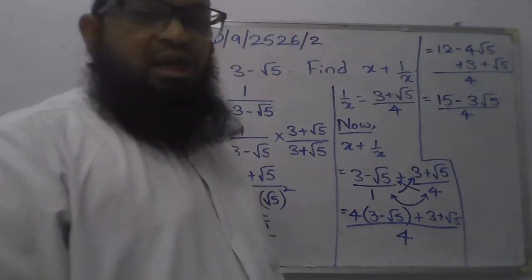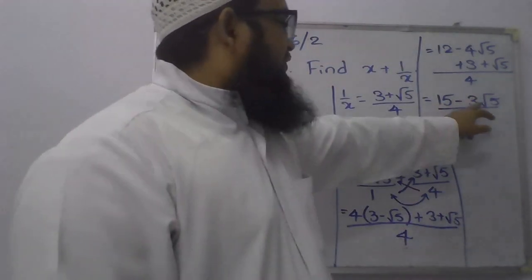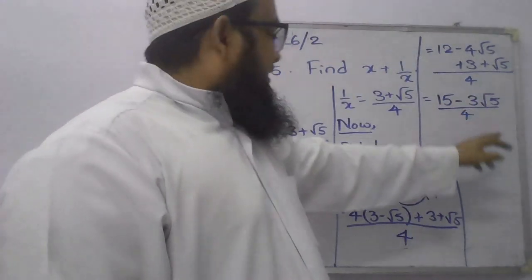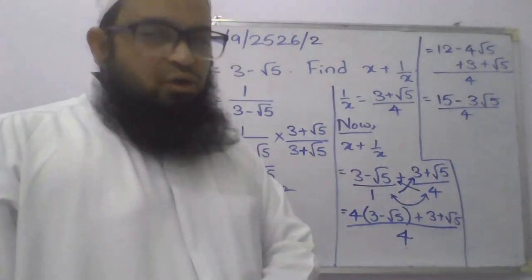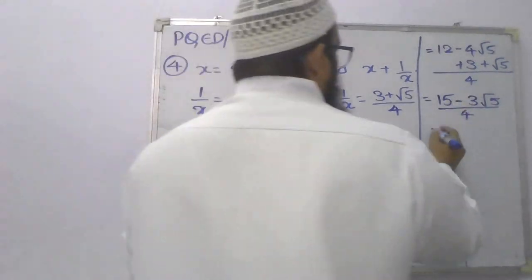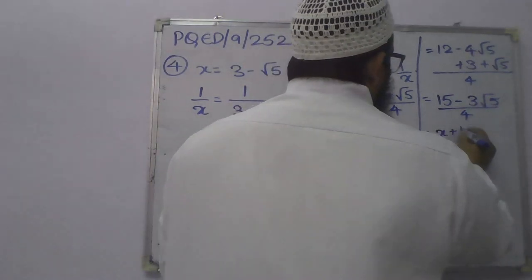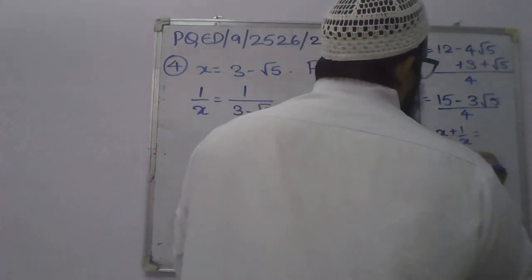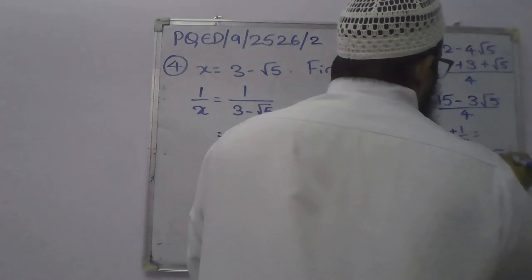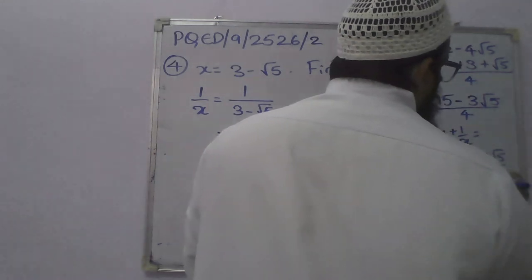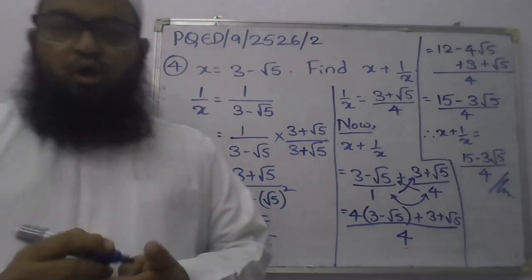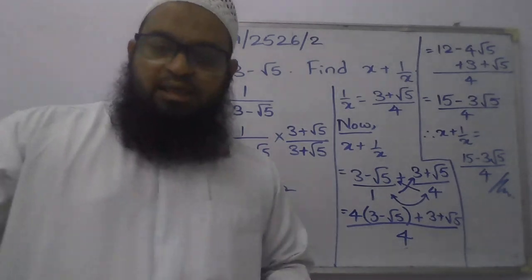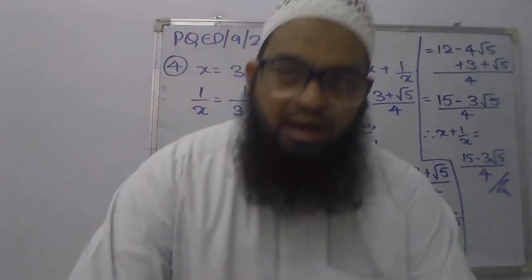And do you have any common factor? Here you have 3 as a common factor. But the thing is, what is here? 4. Will it get cancelled? No. So therefore, you can write therefore x plus 1 by x is equal to 15 minus 3 root 5 divided by 4. So this will be the answer. I hope you understood.